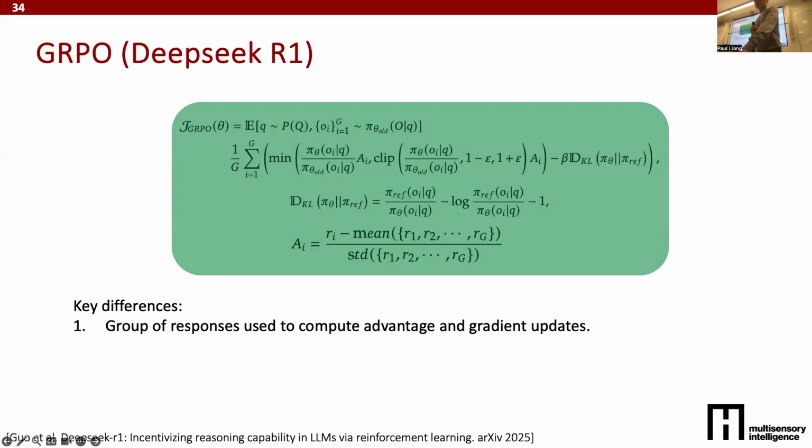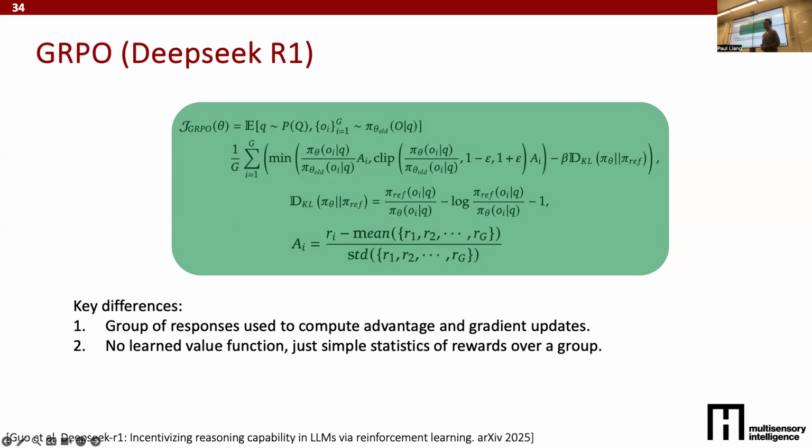So yes, key differences. A group of responses is used to compute the advantage and the gradient updates. You are getting rid of the learned value function and just making it much simpler as a statistic of the rewards over a group, without learning it, just basic statistics.